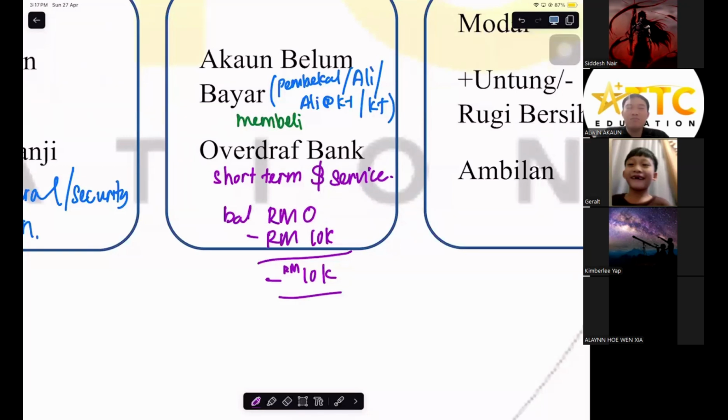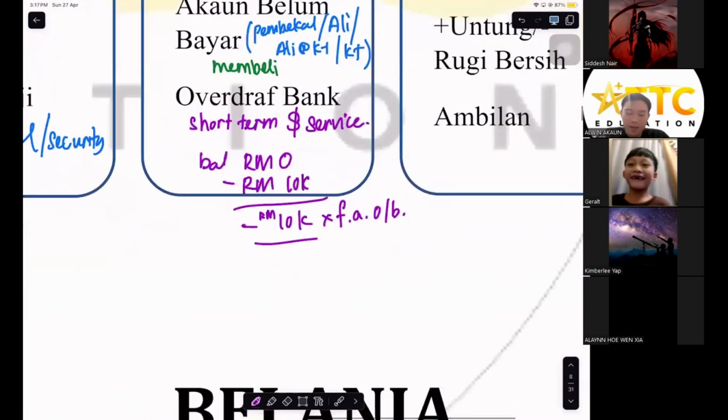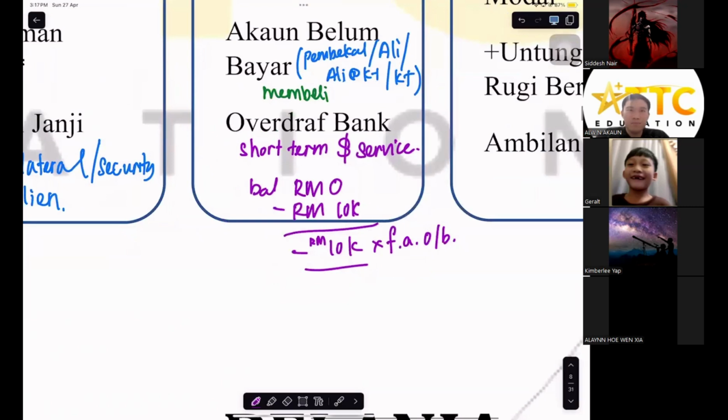Emergency usage. Then you are subject to faedah atas overdraft bank when you pay back to them. Something like your pinjaman, but in a different context. It's a short-term financial service for emergency usage. But different companies have different limits. Let's say your limit is 10K. If after 10K you want to swap card, cannot swap already. That's the meaning.